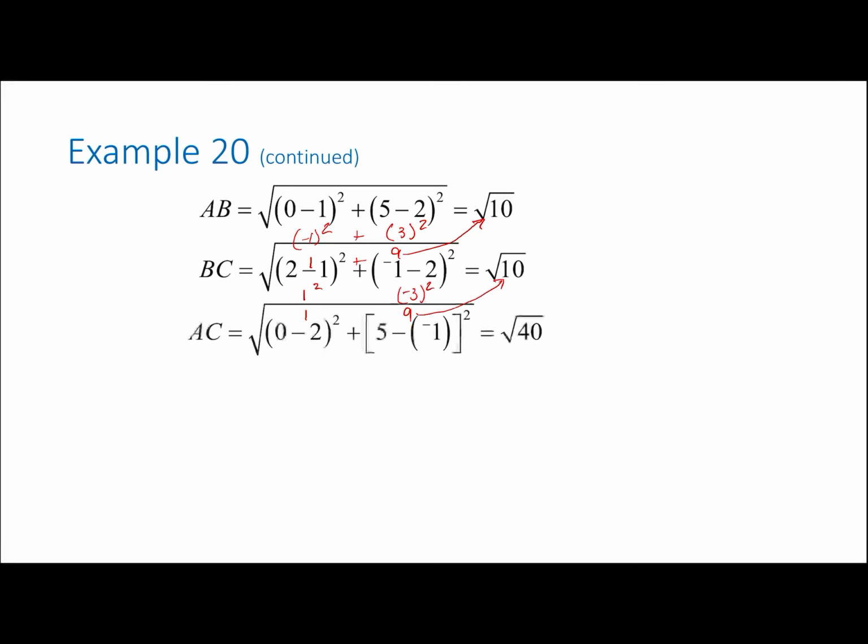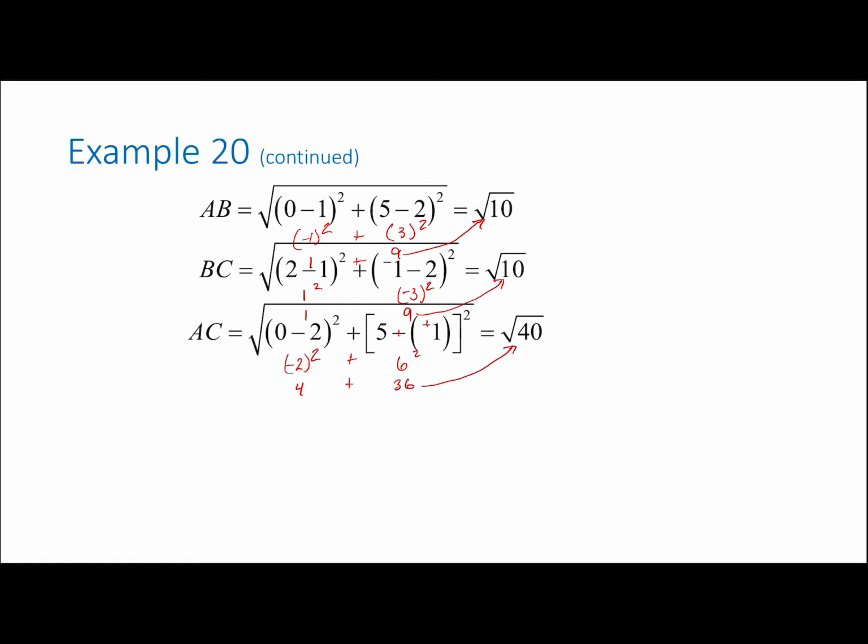And then, if you do from A to C, again using those ordered pairs, you're going to have -2 squared, which is 4, and 5 minus a -1, which is +1, so that's 6 squared, which is 36. 4 plus 36 is the 40. That's where this number comes from. And so the question is, are they the same or are they not?